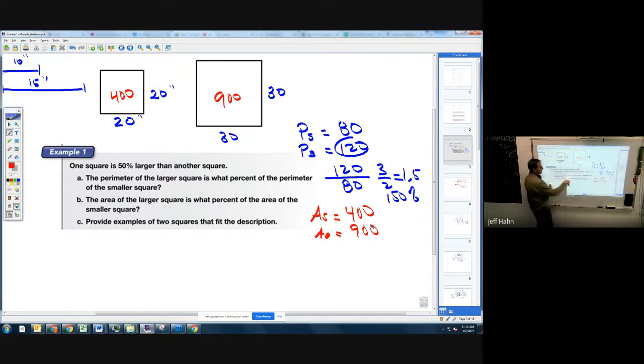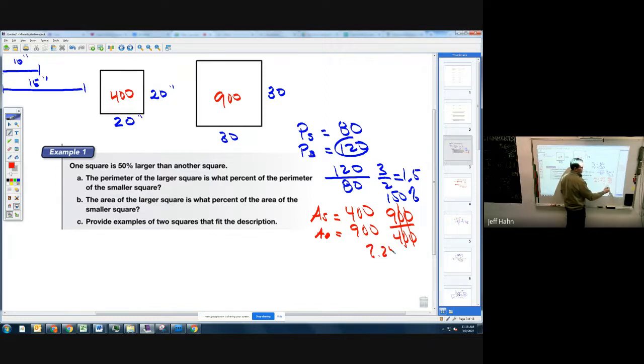I am looking for the same thing. What percent is the big one of the small one, or what fraction of the big over the small? Reduce that down. 9 over 4 as a decimal is, how many times does 4 go into 9? It's 2.25, right? What percent is 2.25? 225%. It is not 150, but it's 225%.